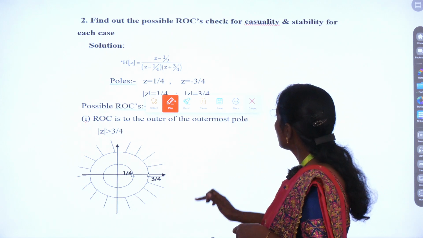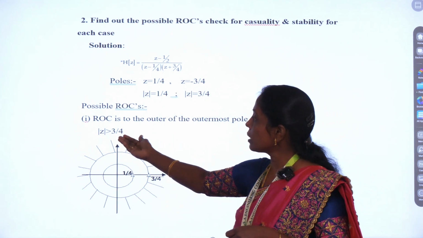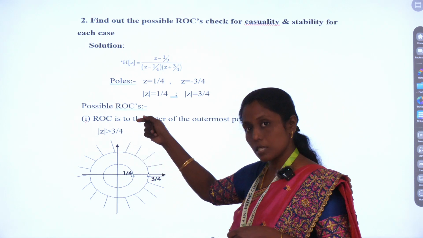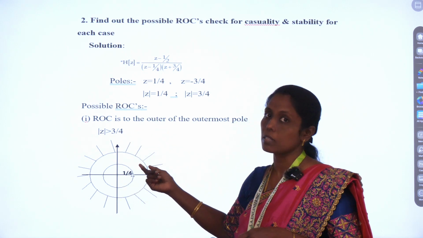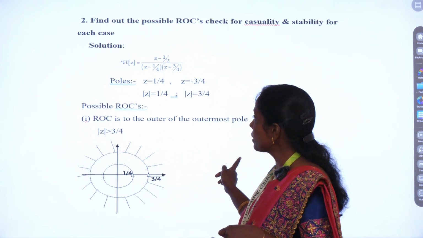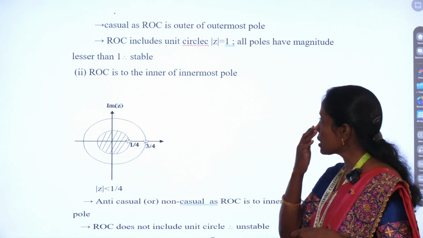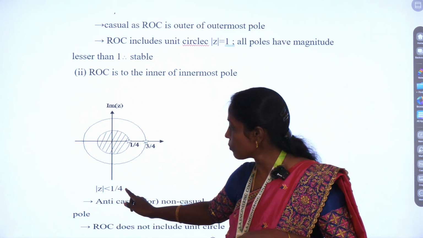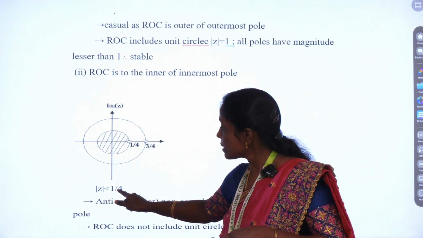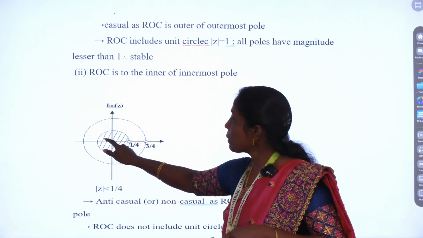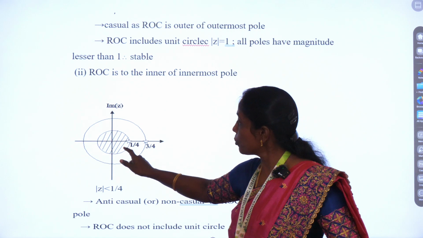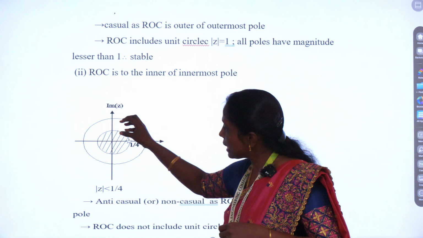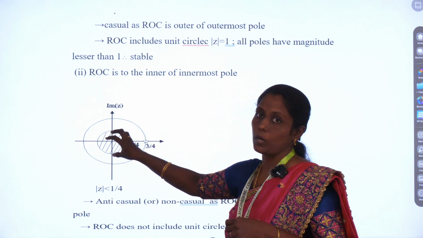So the system with the condition modulus Z greater than 3 by 4 is causal as well as stable. Now let us check for the next condition. The next condition we have considered is modulus Z less than 1 by 4. So this is the 1 by 4 circle, and modulus Z is less than 1 by 4, so obviously the ROC lies inside this circle only.